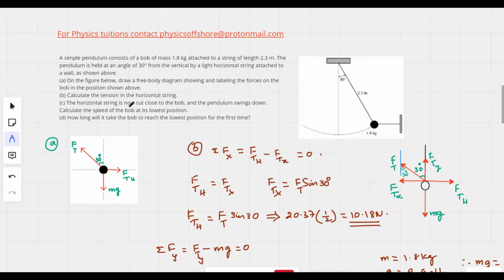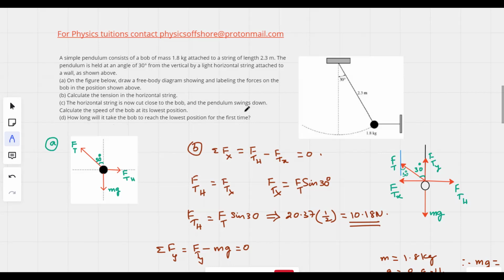The horizontal string is now cut close to the bob and the pendulum swings down. Calculate the speed of the bob at its lowest position. How long will it take the bob to reach the lowest position for the first time? This problem is a multiple concept question.